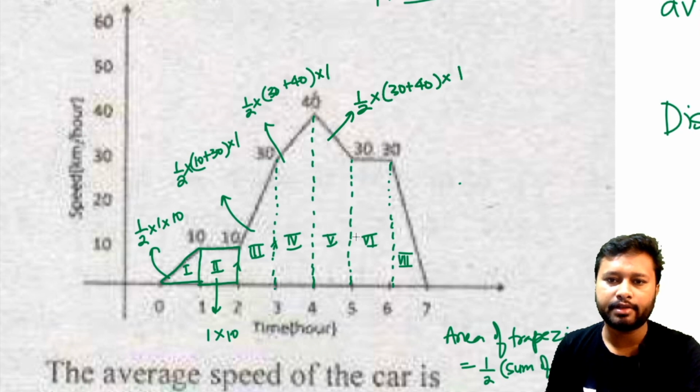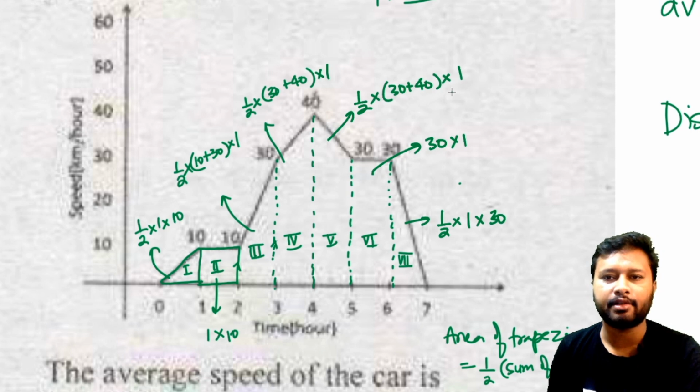Now coming to this region number 6, this is a rectangle. This will be given by length into width. The length is 30, width is 6 minus 5, that is 1. So 30 into 1. And at the end we have the 7th region. Over here this is a triangle, so it will be given as half. Base is let's say 1 and height is actually 30. So that's how we have got all the 7 sections.